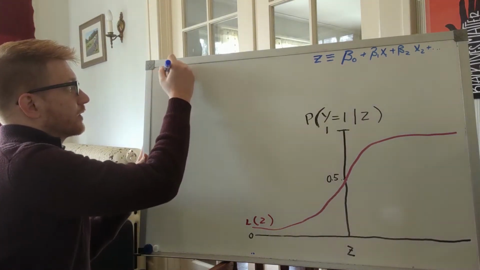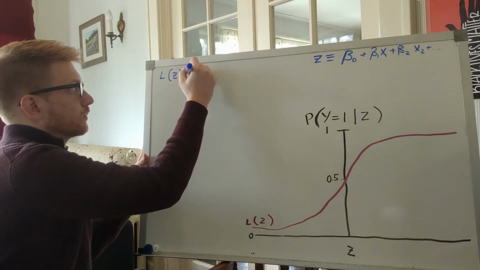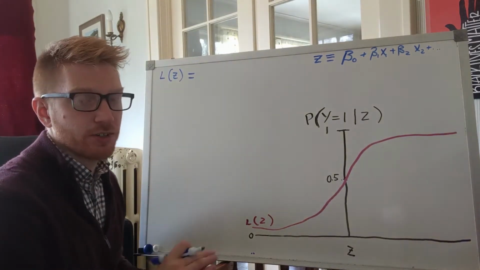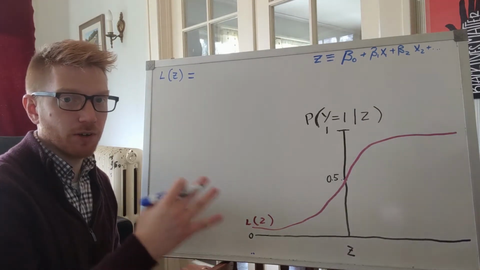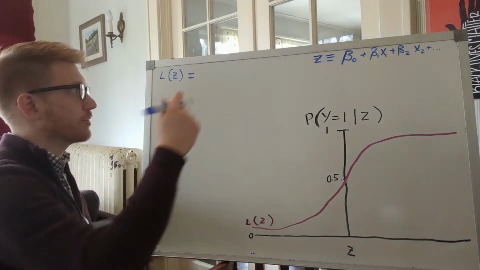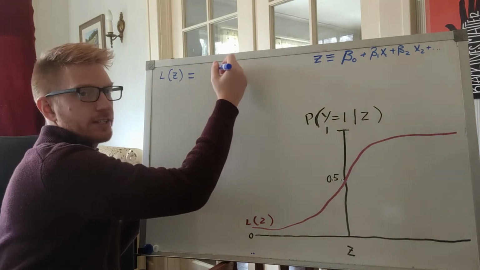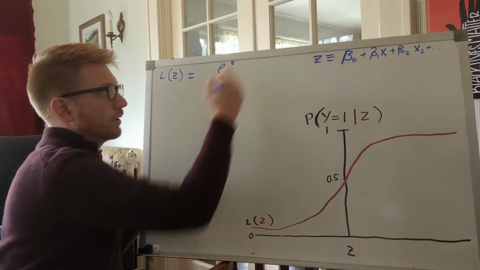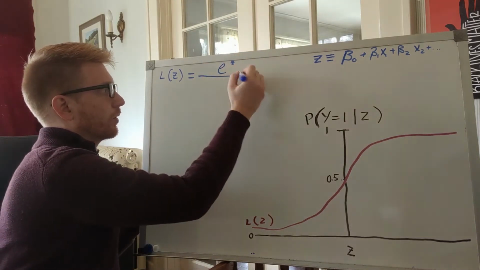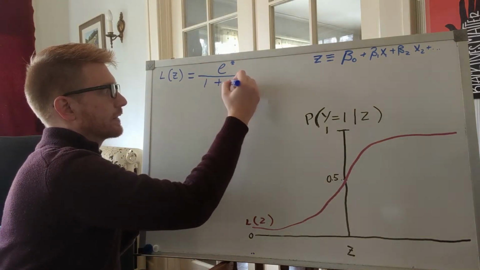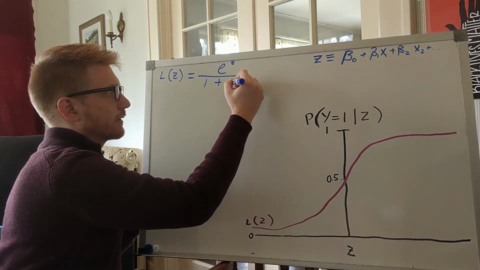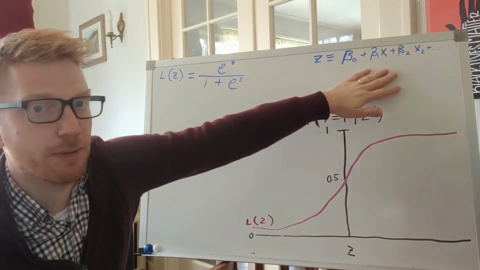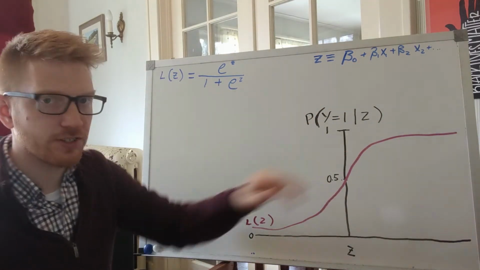And the logit function is a fairly mathematically simple function, unlike the probit function, which involves the normal distribution. It is just e to the z over 1 plus e to the z. So this is how we're connecting our x's and betas to this S-shaped function.